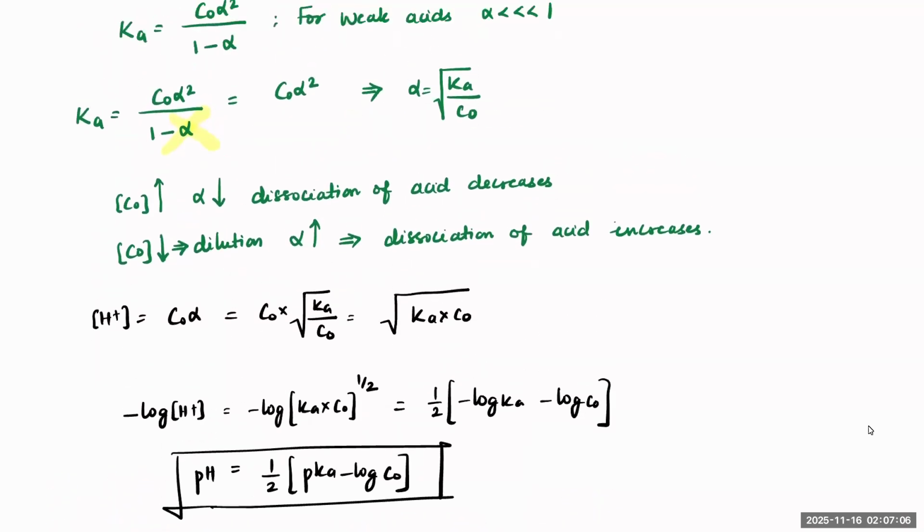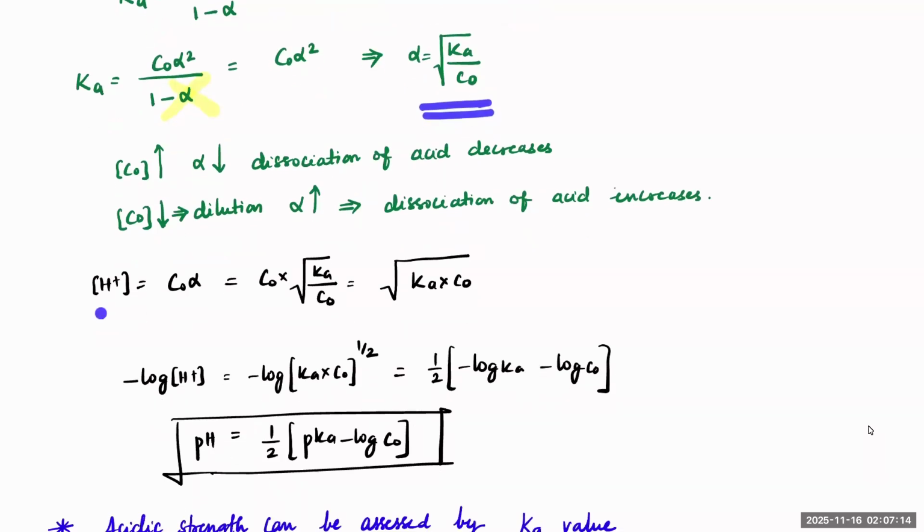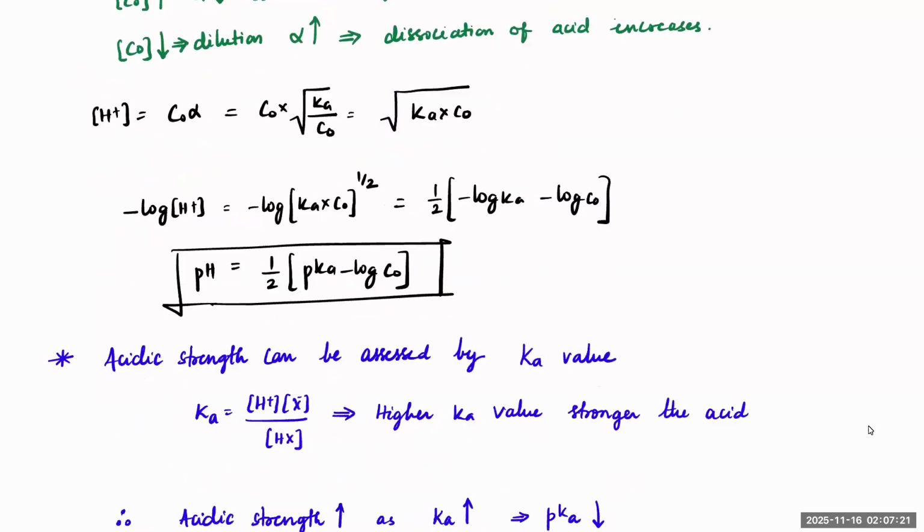And using that, we can figure out there are two important formulas we got. One is a formula for alpha, that is degree of dissociation. Second one is how much will be the H plus ion concentration, which is equal to under root of KaC naught. Or if you write the same thing in terms of pH, we got this as half of pKa minus log C naught.